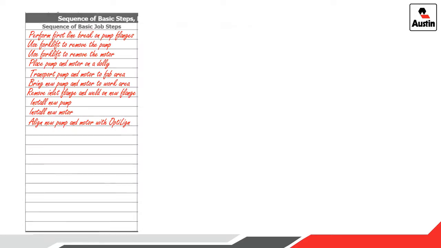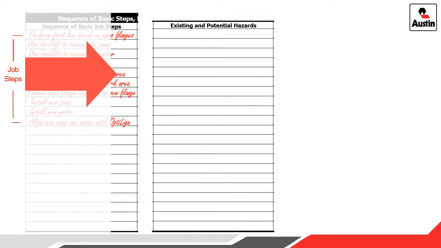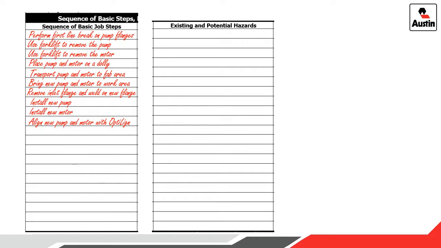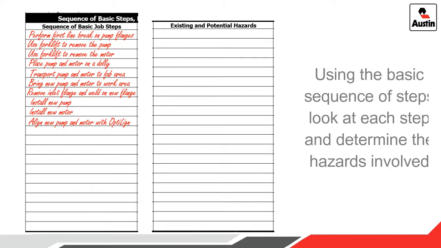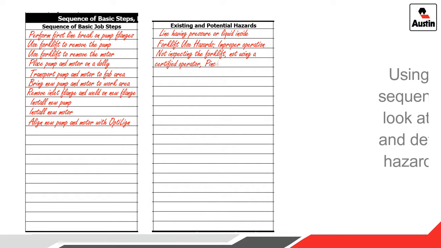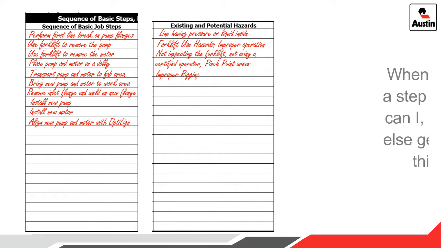So you would start with step 1 and go through step 9. For each step, you would identify the hazards involved with performing each step. For example, step 1 is performing the first line break. The hazard is the possibility that the line contains some hazardous energy. Step 2 and step 3 is using a forklift. The hazards are forklift use, such as improper operation, not inspecting the forklift, or not using a certified operator.